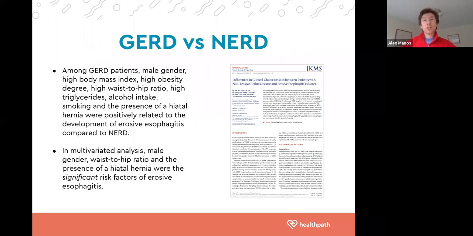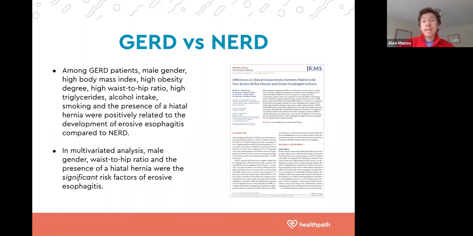So then an obvious question becomes, what differentiates GERD from NERD? And this paper essentially set out to explore this. What they found was that among GERD patients, male gender, a high body mass index, high obesity degree, a high waist to hip ratio, high triglycerides, alcohol intake, smoking, and the presence of a hiatal hernia were positively related to the development of erosive esophagitis compared to NERD.